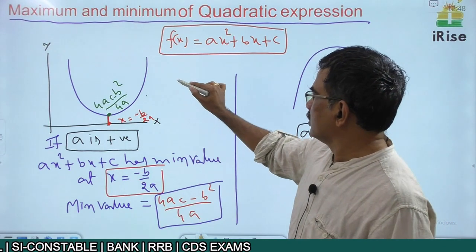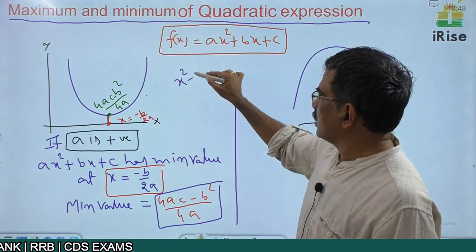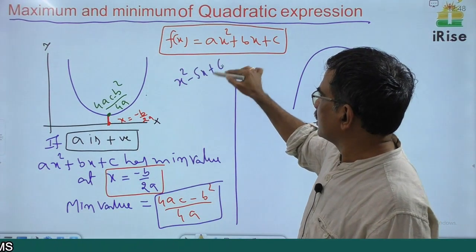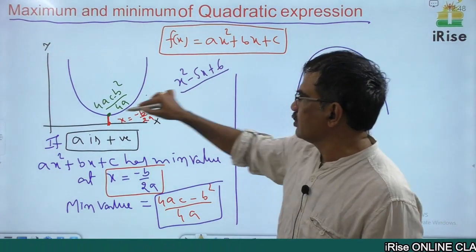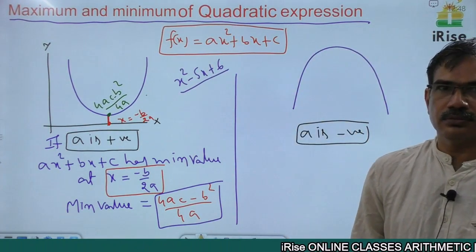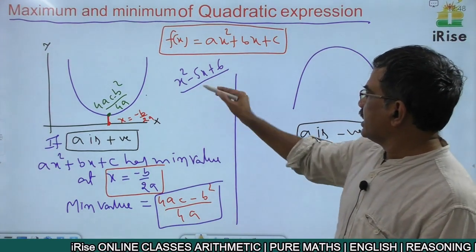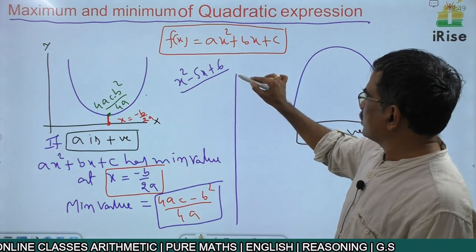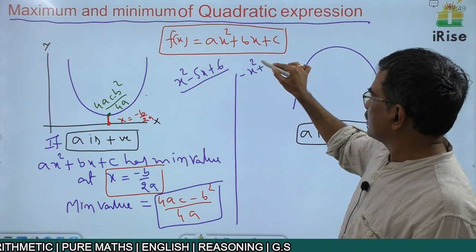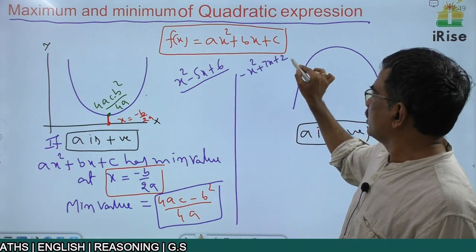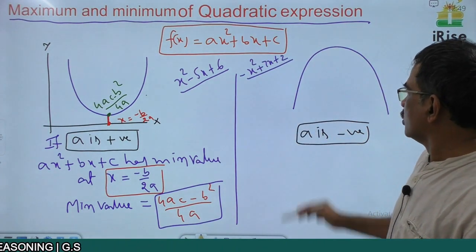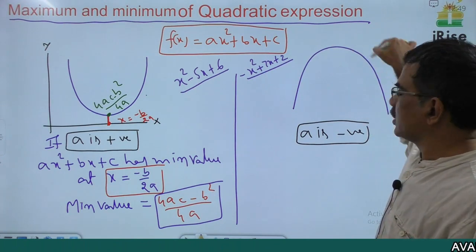For example, x square minus 5x plus 6: if you draw the curve, we get this type of curve. Understood? If a is negative, if the coefficient of x square is negative, for example minus x square plus 7x plus 2, if this type of curve is drawn, we get the other type of parabola.